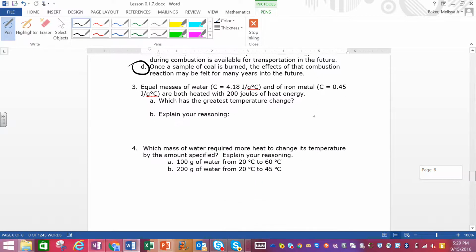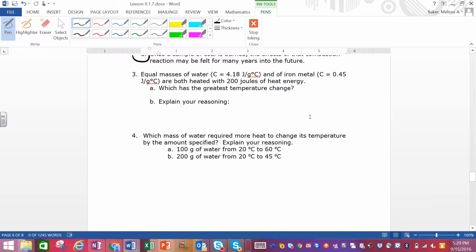All right. Number 3. Equal masses of water and iron metal are both heated with 200 joules of heat energy. Which one has the greatest temperature change? Well, water takes 4.18 joules to heat up 1 gram of it 1 degree Celsius. Iron only takes 0.45 joules to heat up 1 gram by 1 degree Celsius.